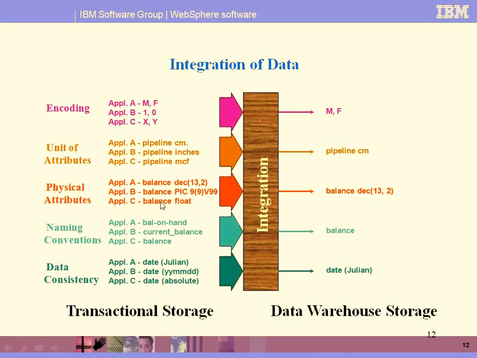Then the mainframe picture class data as well as the floating point data we are going to convert into decimal. That is going to happen in the case of balance, decimal 13 comma 2. And even different column names will come which belong to the same kind of data: balance on hand, current balance, and the third one, balance. That data also we are going to convert into the balance field. And we also have one more column, that is data consistency.